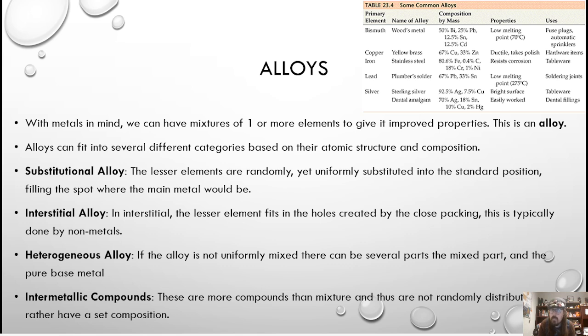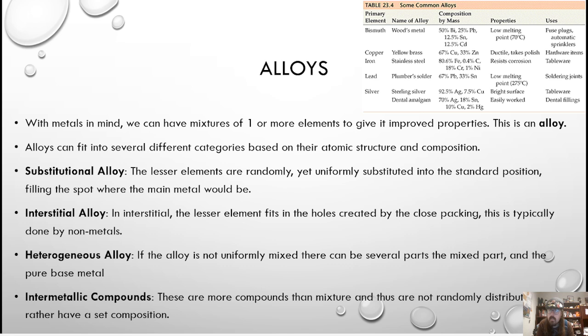You have yellow brass, which is 67% copper, 33% zinc. It's nice because it's very ductile. You can draw that into wires a lot easier, but it takes polish. They're very useful for hardware. Stainless steel, which is mostly iron, but a small amount of interstitial carbon, and then an amount of chromium and nickel that helps reduce corrosion. The chromium and nickel changes its oxidative properties. Plumber's solder, which is lead and zinc, lead and tin, which just gives it a much lower melting point, which we use for soldering joints.